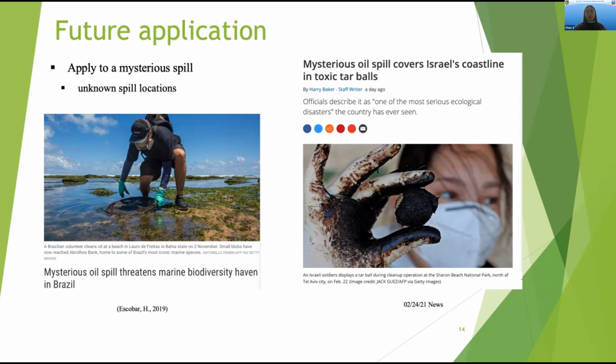The SOSim model can be applied for a mysterious spill where the oil spill location is not known. SOSim can make the location an unknown parameter and estimate the location. There are two cases of mystery spills. One was two years ago. There was a mystery spill in Brazil that threatened marine biodiversity. And also yesterday, a mysterious spill covered Israel's coastline in toxic tar balls. Israel banned sales of all seafood after the spill. So to deal with that, SOSim can use the probability method to make estimates of the spill locations and infer the locations. So that is an open question to discuss.